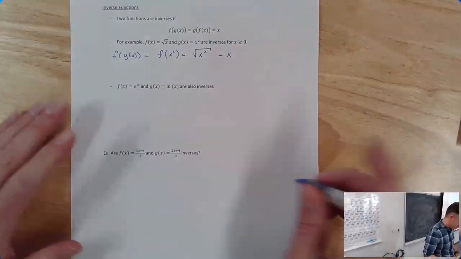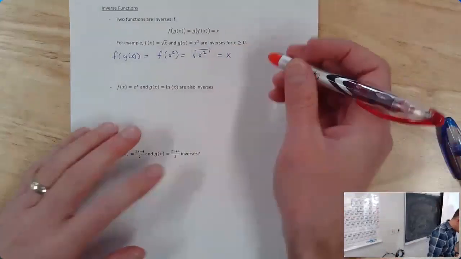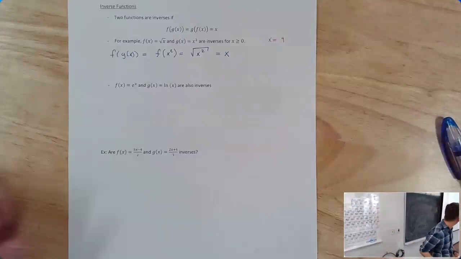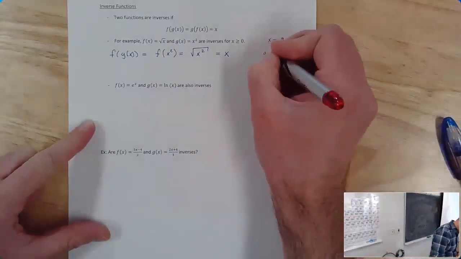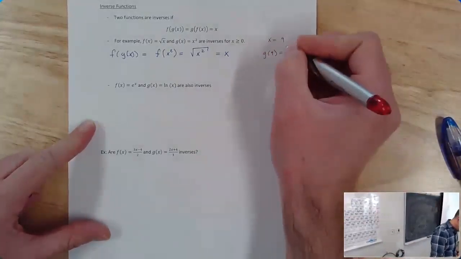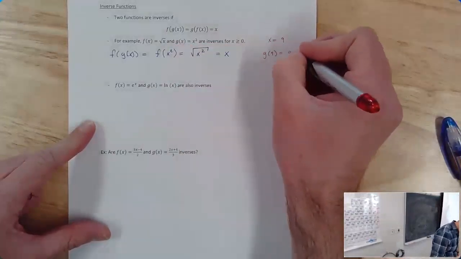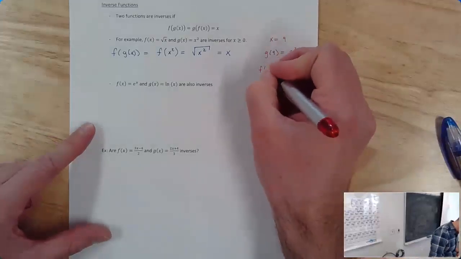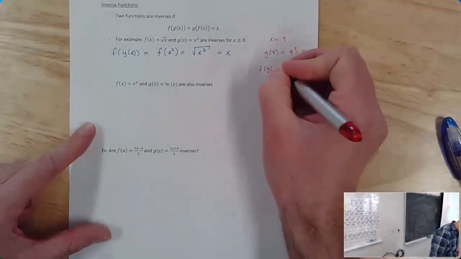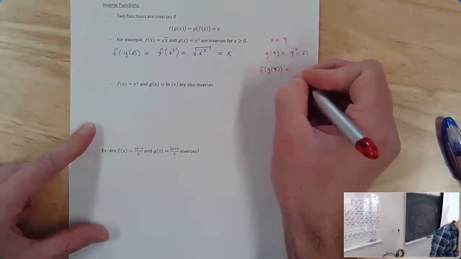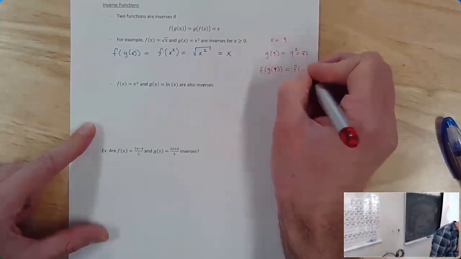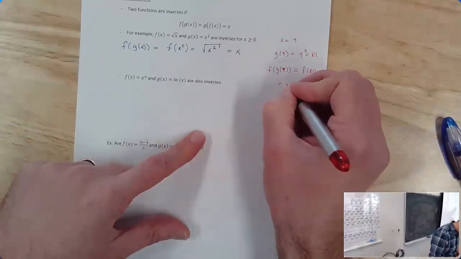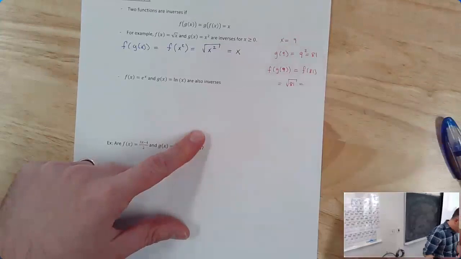So let me show you an example. Let's say we had x equal to 9. g of x, or g of 9, is equal to 9 squared, which is 81. And then f of g of 9, my 9s kind of look like my g, sorry about that, is equal to f of 81, but f of x is the square root of x, so f of 81 is the square root of 81. And what's the square root of 81?